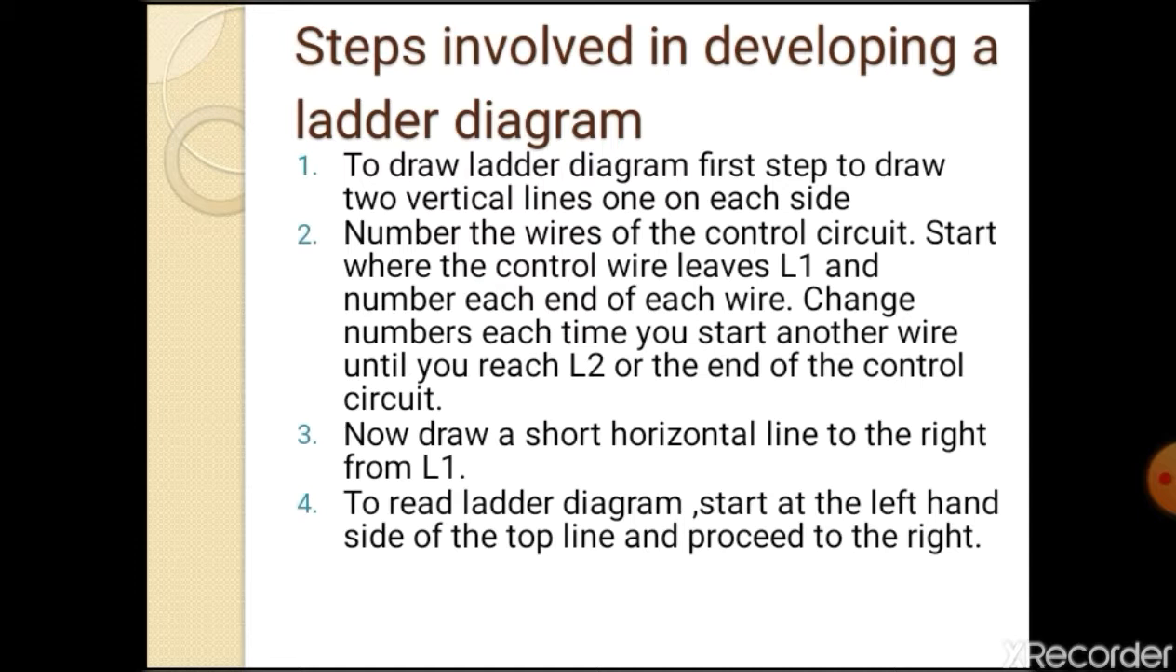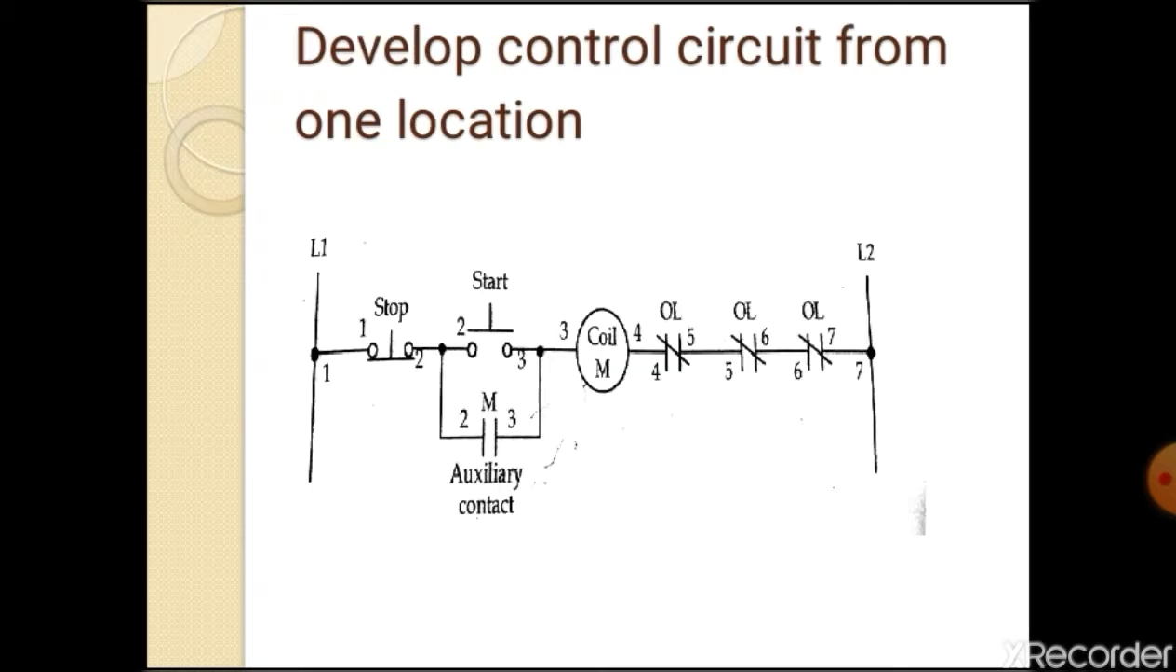Third one is now draw a short horizontal line to the right from L1. Fourth one is to read a ladder diagram, start at the left hand side of the top line and proceed to the right. These are all the steps we need to follow while drawing the ladder diagram.